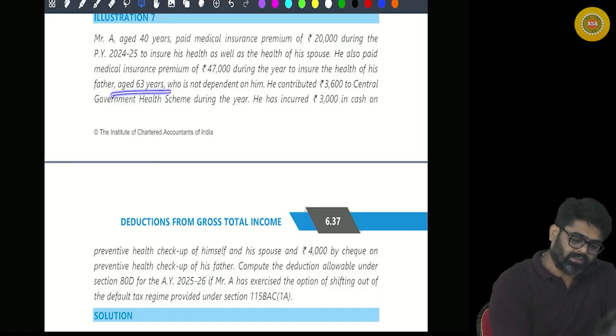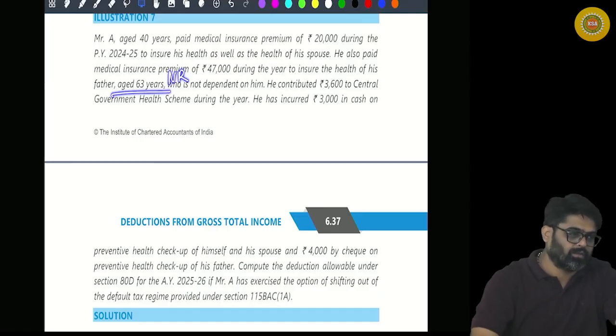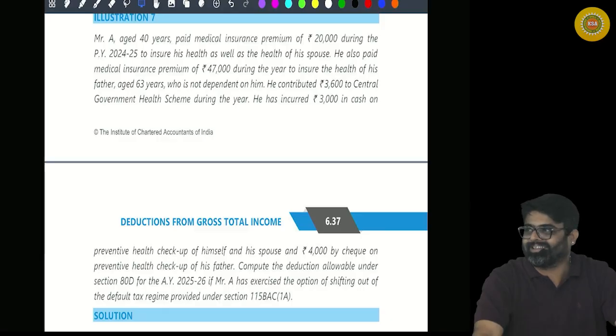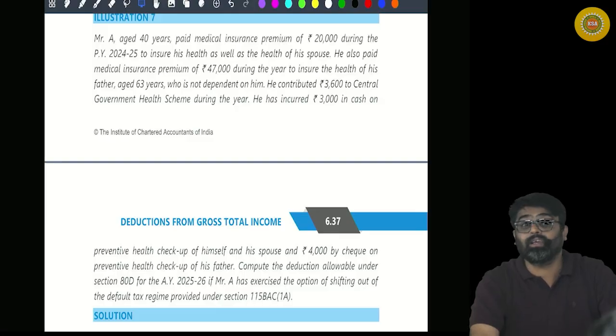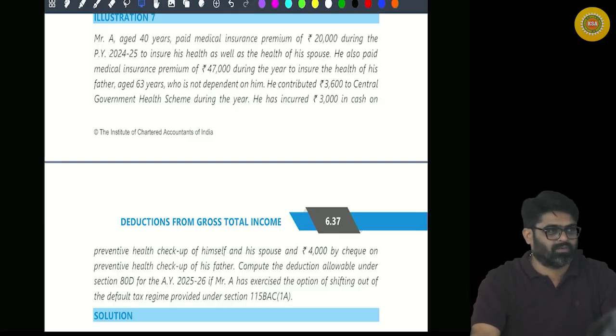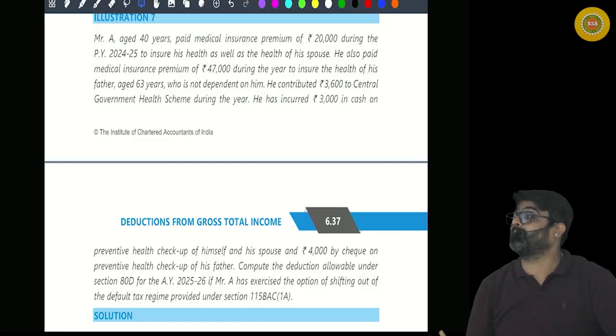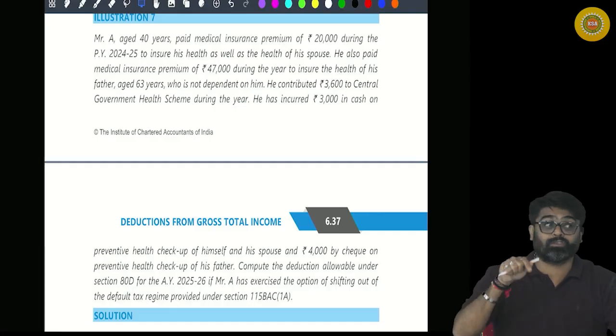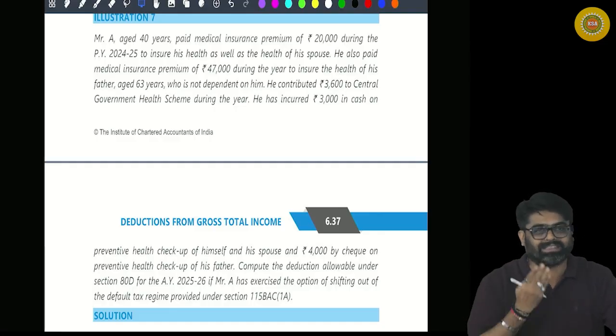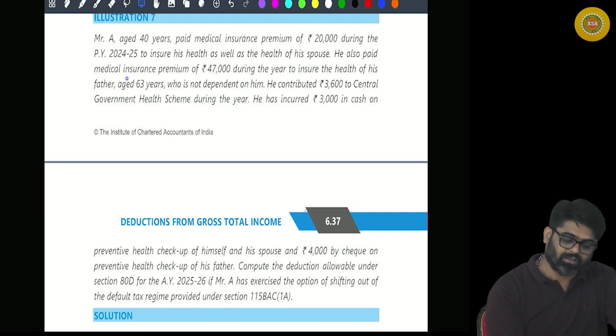If I write age 63 years and non-resident, a non-resident cannot be treated as a senior citizen. So even if your father is 63 years, is he a senior citizen? No, because he is a non-resident. Will his premium qualify? Yes, it will qualify, but the limit of 50,000 will not be available. The limit is 25,000 because he is not treated as a senior citizen. Understanding?